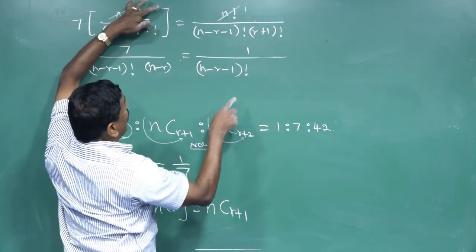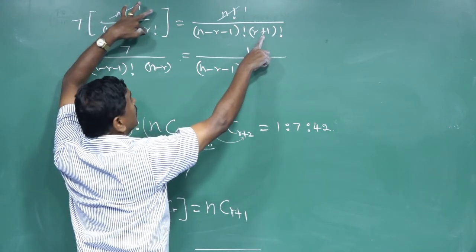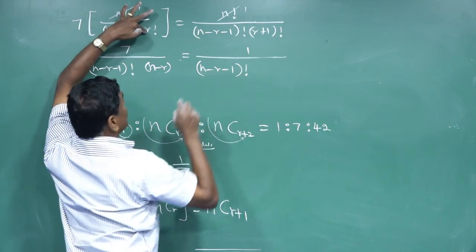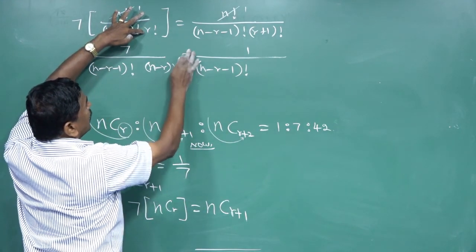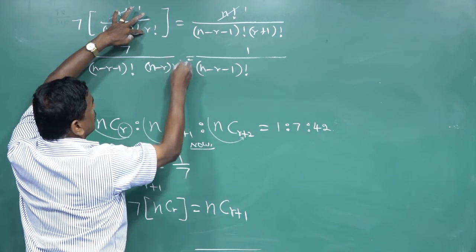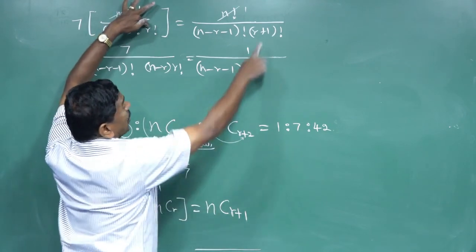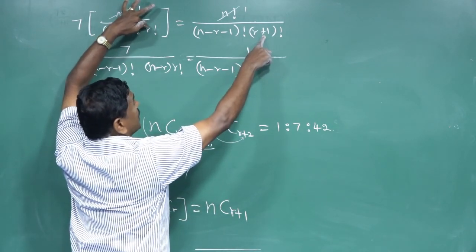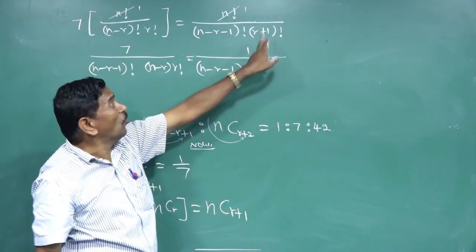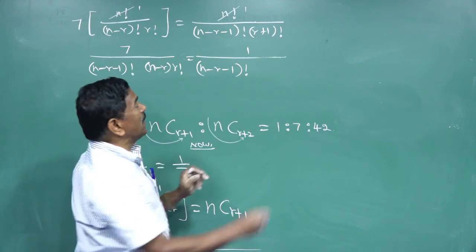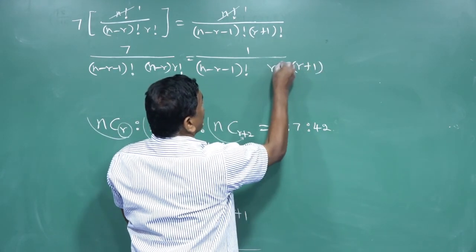Next, comparing r factorial and r plus 1 factorial. Here r plus 1 is bigger because r is next to r plus 1. Therefore r plus 1 is bigger, r is smaller, so this r factorial is fixed. Already on the left-hand side, r factorial is as it is. Now r plus 1 I want to split. How to split r plus 1? r plus 1 factorial is equal to r plus 1 into r factorial. That's all.